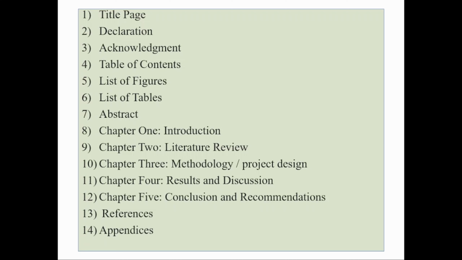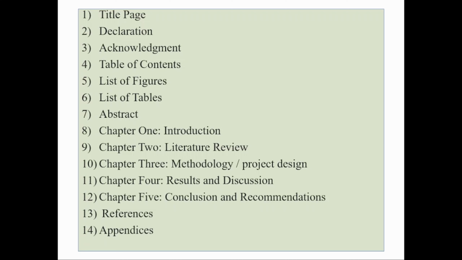Then from there you have the table of contents. This helps the reader to navigate through the document. List of figures, list of tables, abstract. Abstract is a summary of your project. It's usually not more than one page. It gives the general overview of your project, so the reader can understand what your project involves by reading this abstract.